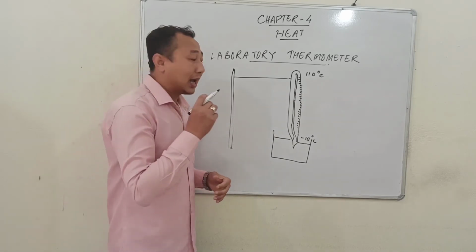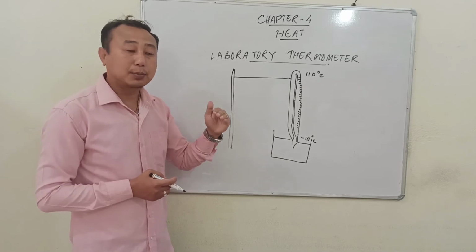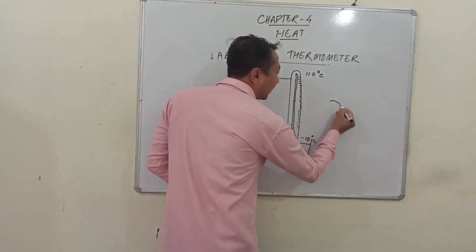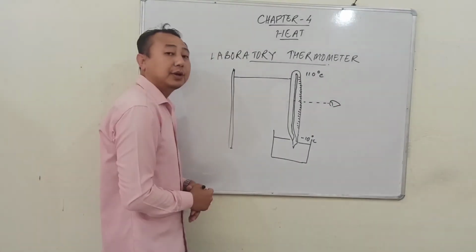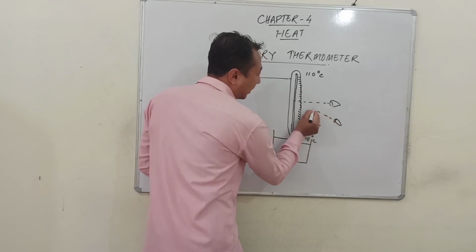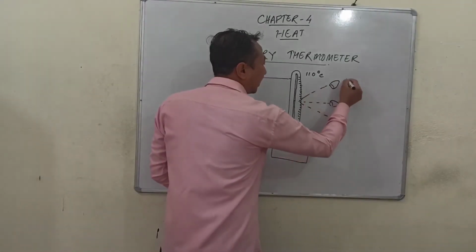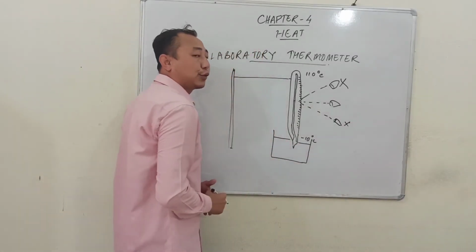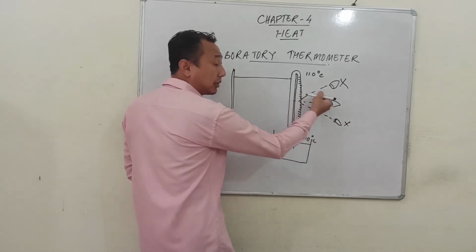After that, we have to record the level of the mercury, or the reading of the thermometer, by keeping the eyesight at the level of the mercury in the thermometer. We should not look at an inclined angle. This and this we should not follow. We should keep our eyesight at the level of the mercury.